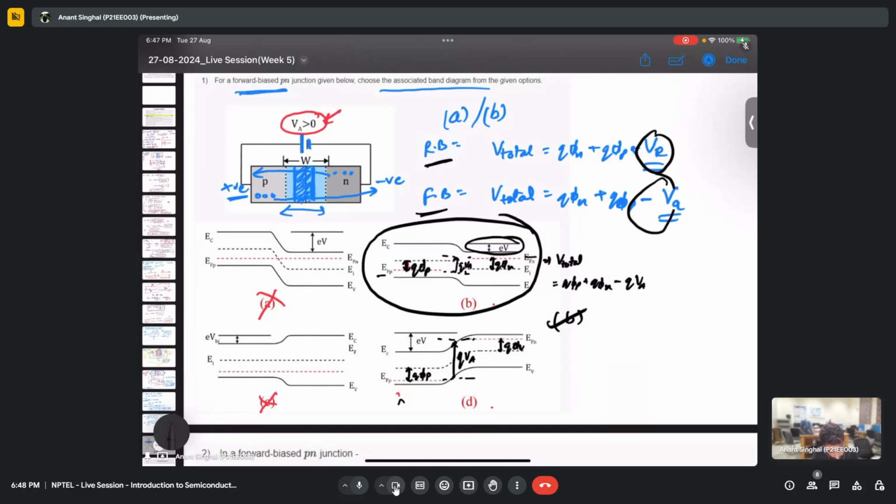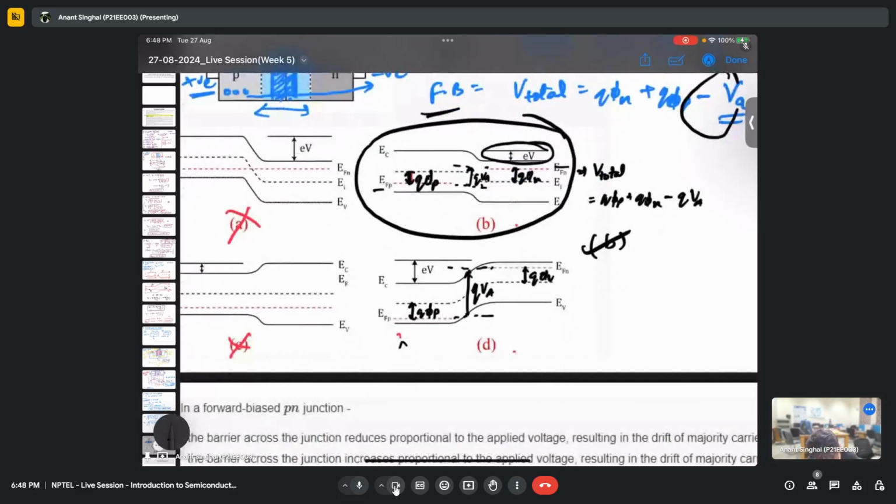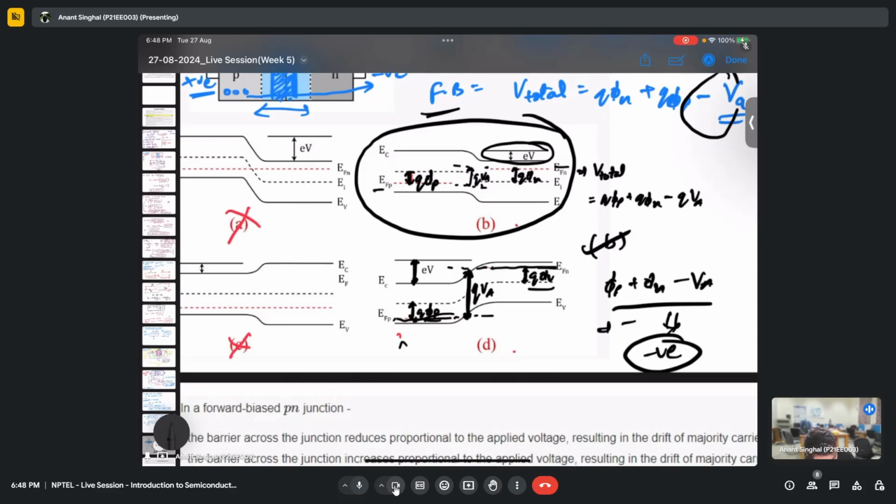Sir, why not option D? Yeah, option D. That is what I'm saying, that you can see that we have a V total which is quite on the higher side for this particular option, because what it has done is the EFP has moved quite below, and EFN has moved quite closer to the conduction band. But it is not a possibility that the VA value should be greater than phi p plus phi n, because if I sum these two and do phi p plus phi n and then do the minus VA, it will make this negative, which is not true because we have applied a forward bias. But if you do it here, you will get a certain V total which is positive. You can clearly see that.